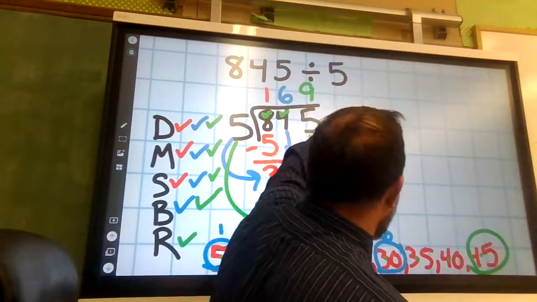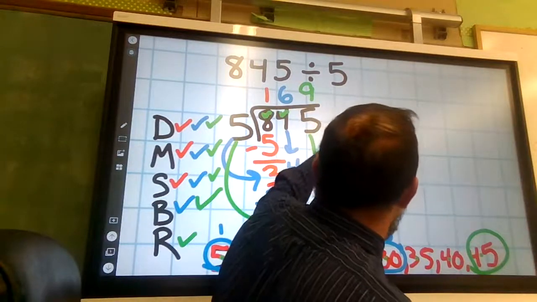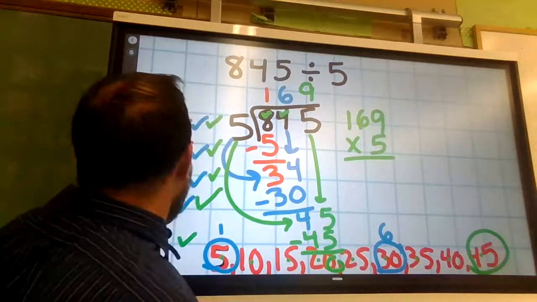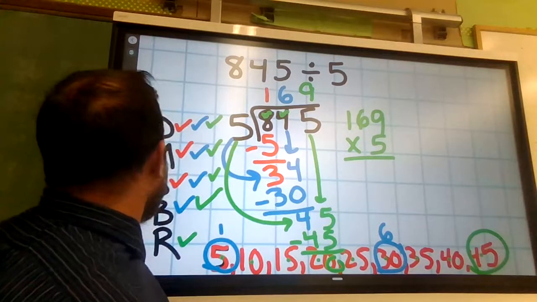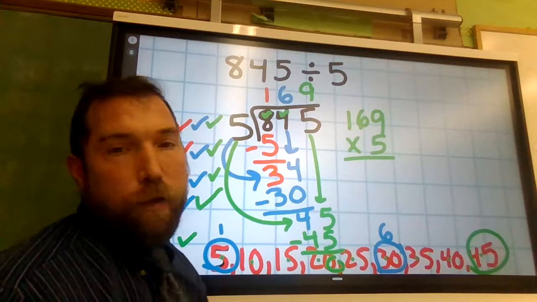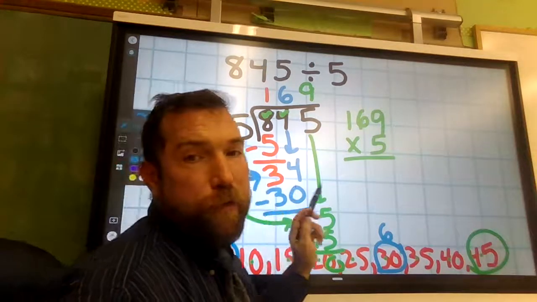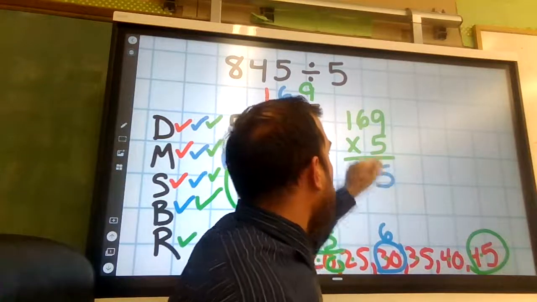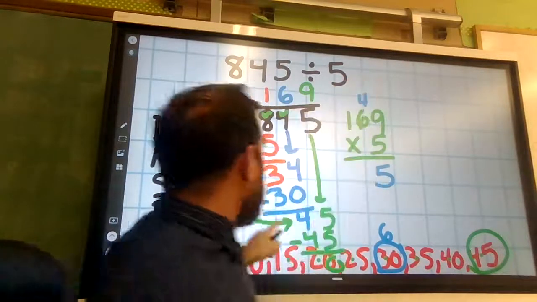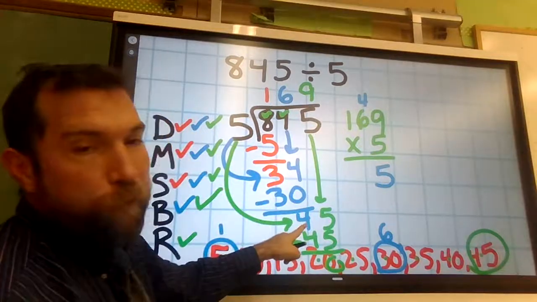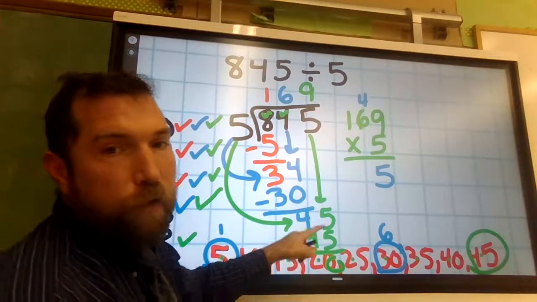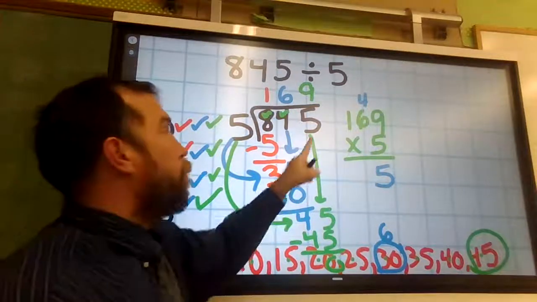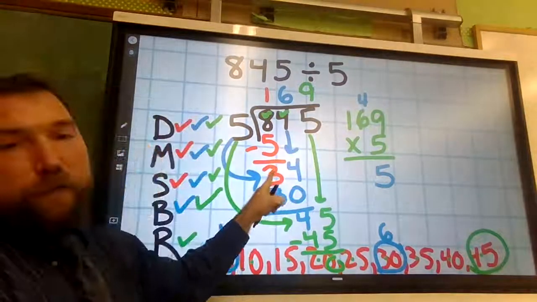Then I can always check that. 169 times 5. Should get the same number backwards. I'll do blue this time for my check. Again, you should get a lot of the same numbers from over here. 9 times 5 is 45. Right? Same number from down here. 5 times 6 is 30. There's my 30. Plus 4 gets me back to my 34.